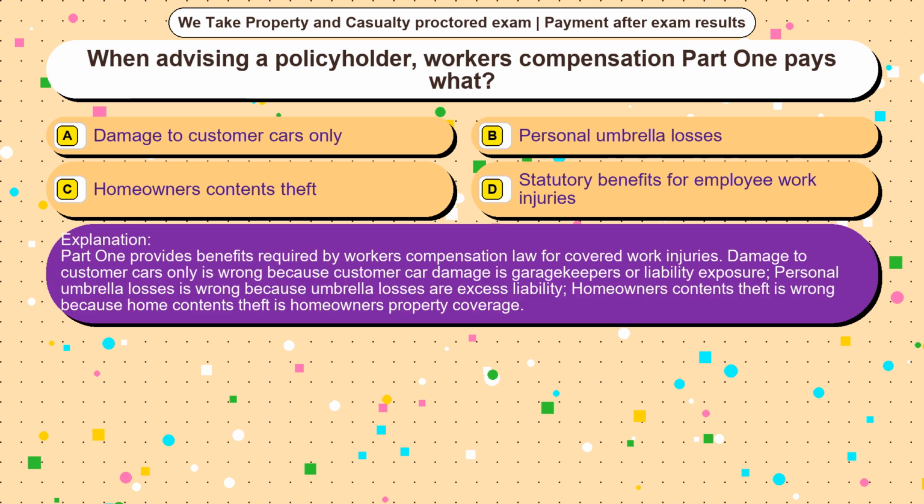Part 1 provides benefits required by workers' compensation law for covered work injuries. Damage to customer cars only is wrong because customer car damage is garage keepers or liability exposure. Personal umbrella losses is wrong because umbrella losses are excess liability. Homeowners contents theft is wrong because home contents theft is homeowners property coverage.